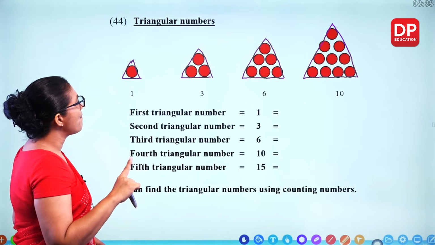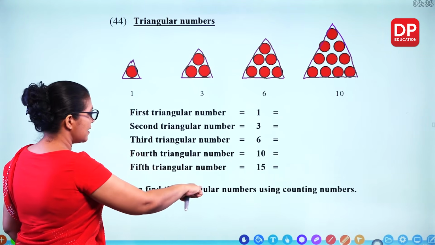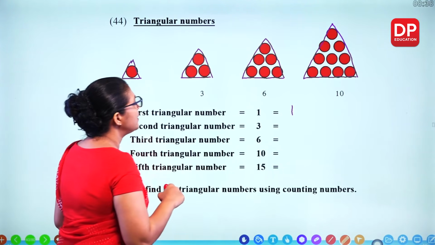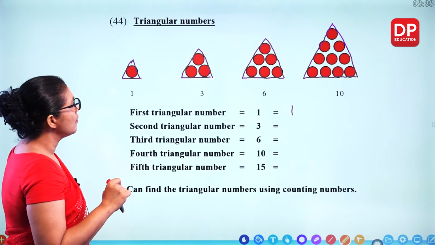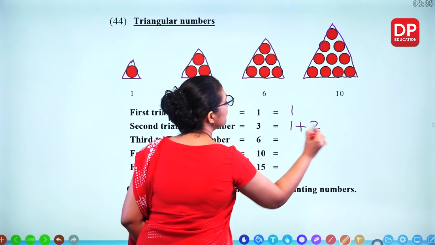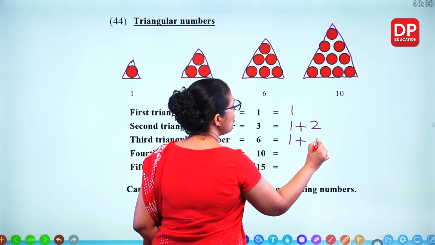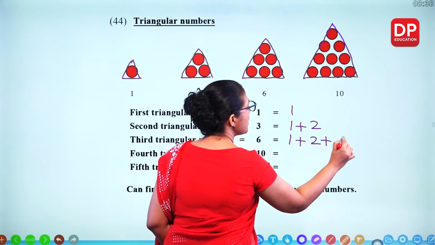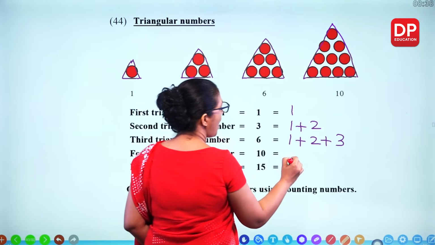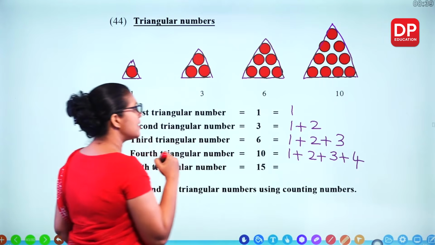So first triangular number 1, you can write as 1. Second triangular number 3, you can write as 1 plus 2. Third triangular number, 6. 1 plus 2, 3. 3 plus 3, 6. Fourth triangular number, 10. So 1 plus 2, 3. 3 plus 3, 6. 6 plus 4, you get 10.